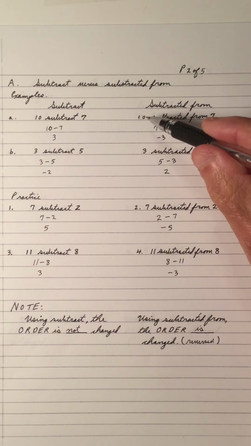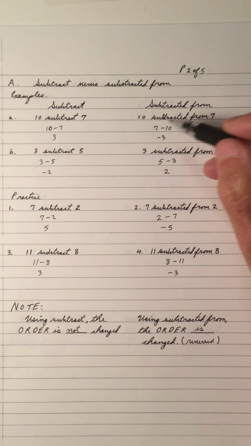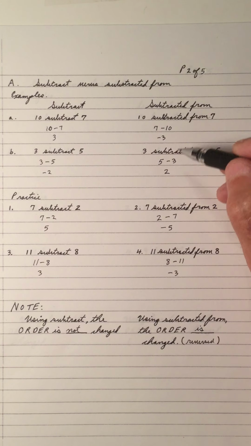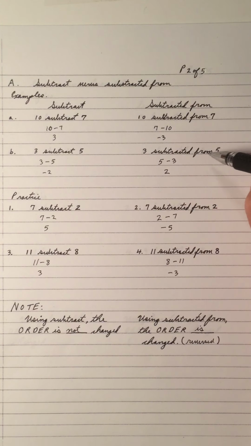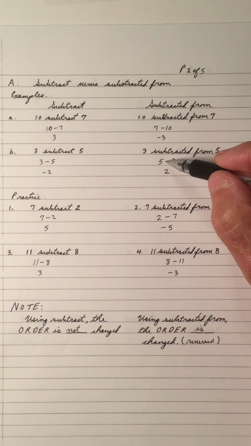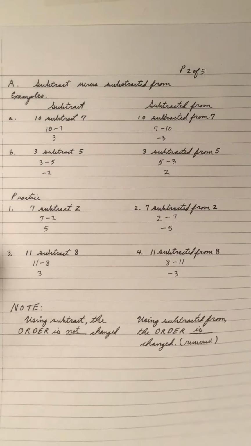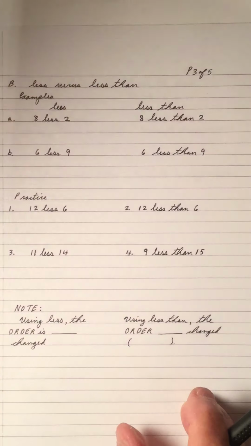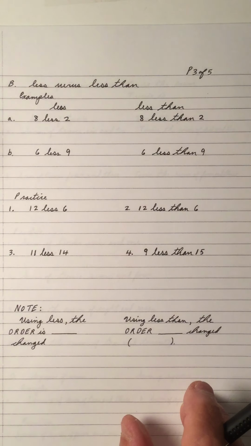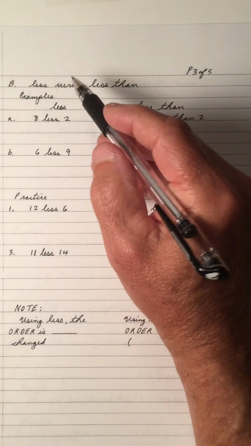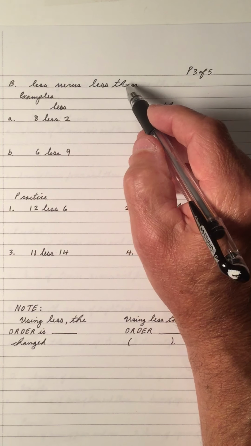Note, 11 subtracted from 7: 7 is first, 11 is after. 3 subtracted from 5: 5 is first, 3 is after. So with subtract and subtracted from, you've got to be careful. Notice subtracted from reverses.